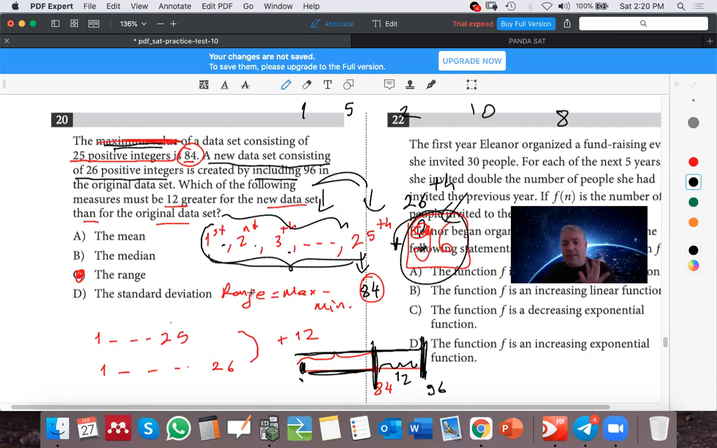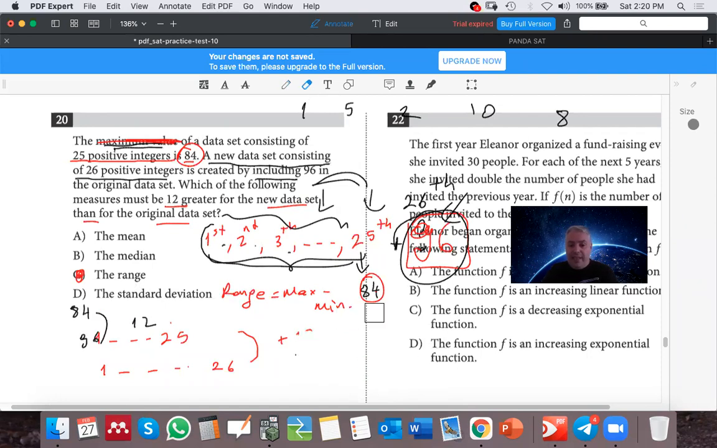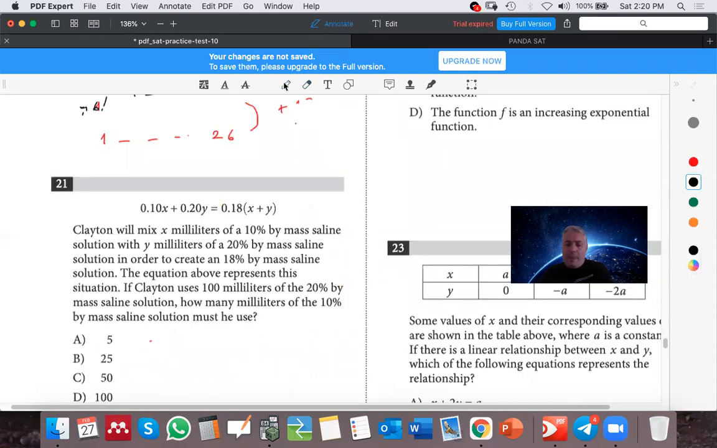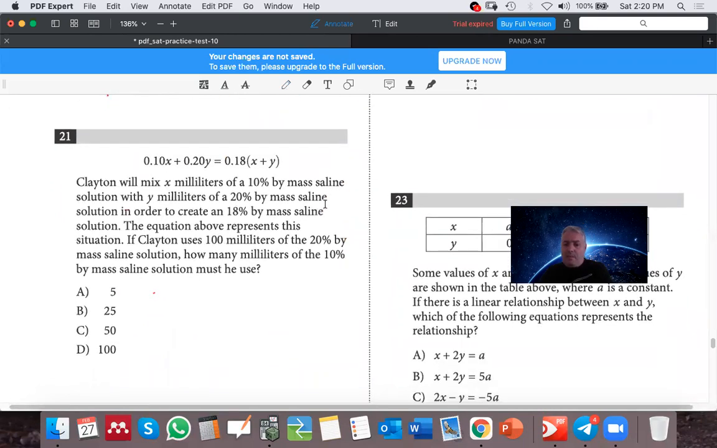But the range is clear. Why? The maximum number was 84, now 96, so between them is 12. It is the range. I can say it easily. Okay, question number 21. Question number 21, let's go. Is this clear? Do you have any question for 20? No. Okay, question number 21.